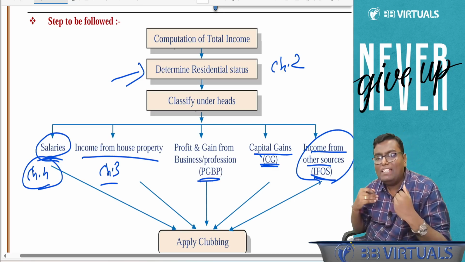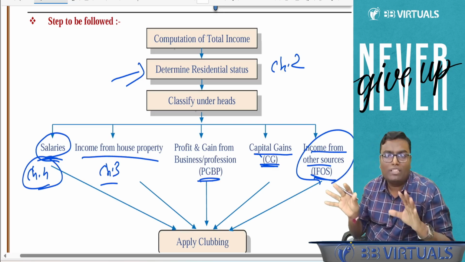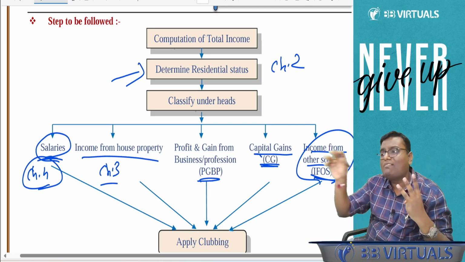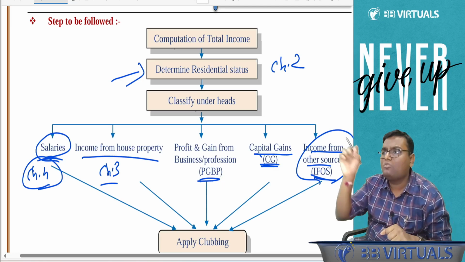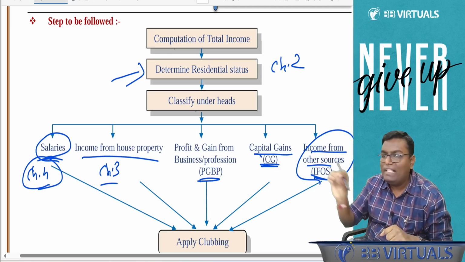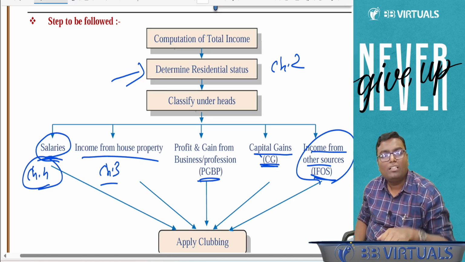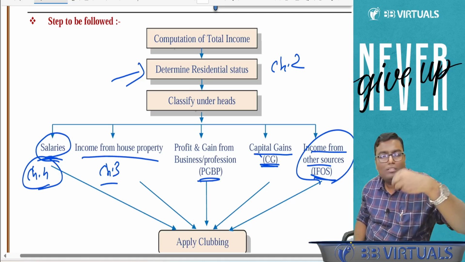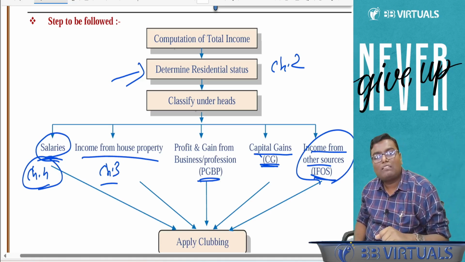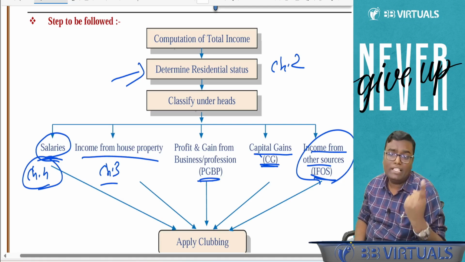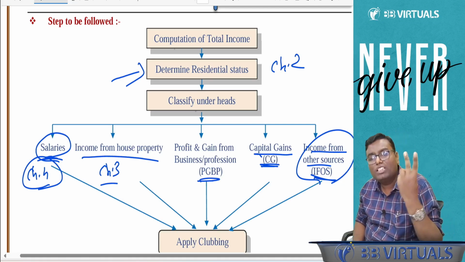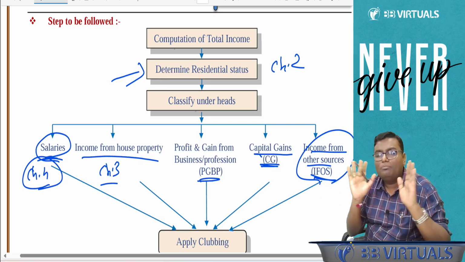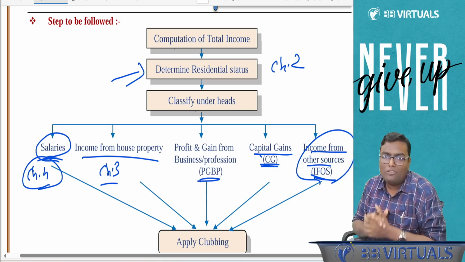So basically my income can be bifurcated into any one of them. See, I may have 3 heads of income applicable. Let's say I have rental income also, business income also, dividend income also. For rental income, income from house property. For business income, profit and gains from business and profession. For dividend income, income from other sources. I may have only 1 head of income. I may have any 2. I may have all 5. All things are possible. But maximum 5 heads of income.